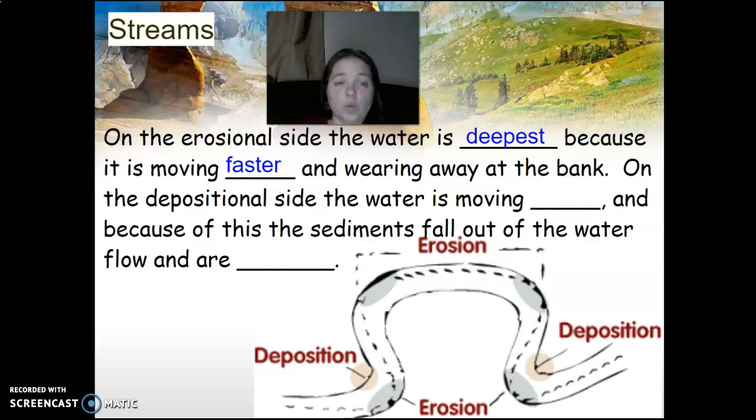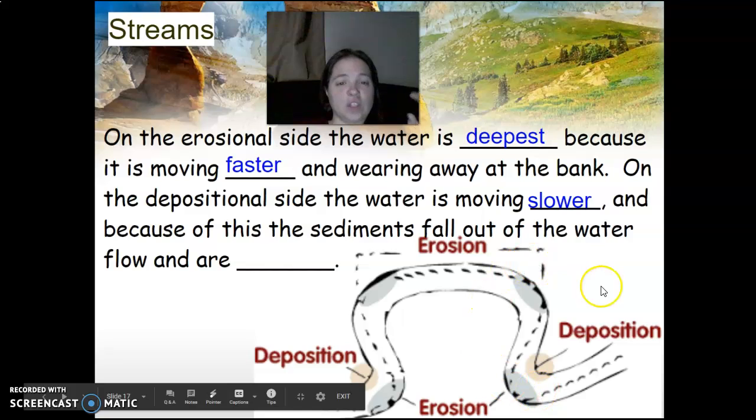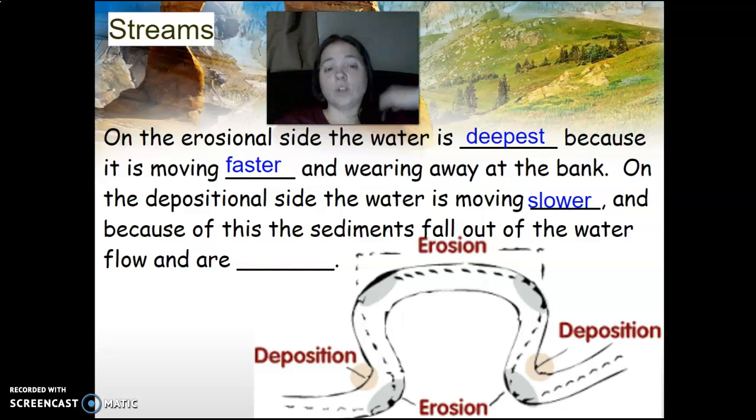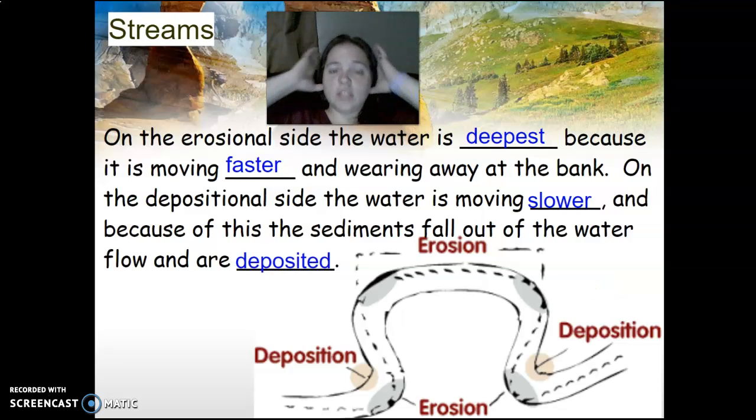On that note, the erosional side is deepest and fastest. So the depositional side is going to be the slower or slowest side. And where the water starts to get slow, that's where you're going to notice that sediments fall out of the water flow, and they're deposited, thus being called the depositional side.